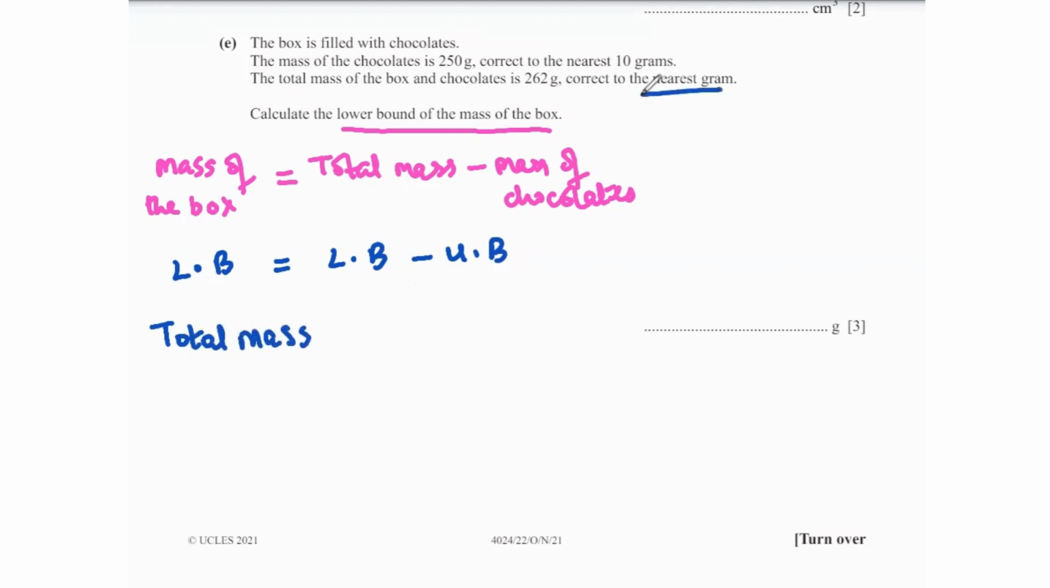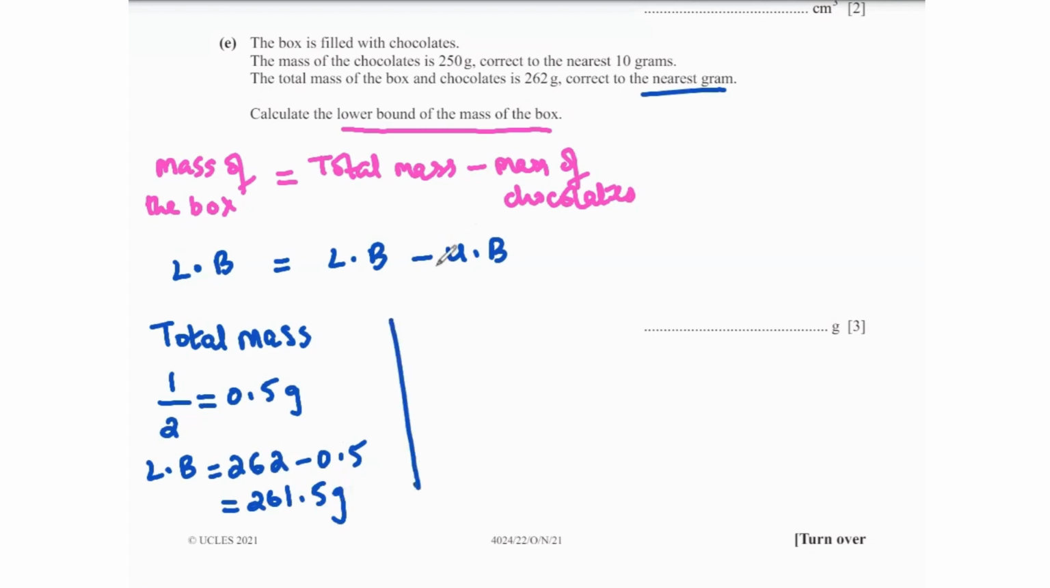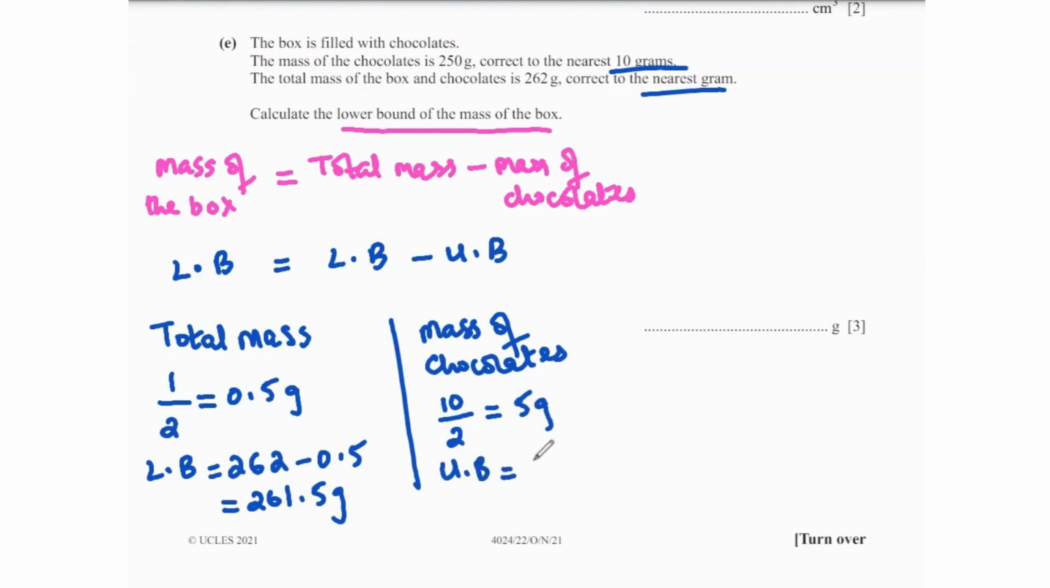The degree of accuracy is nearest gram. So we divide the degree of accuracy by 2, which gives us 0.5 grams. So lower bound would be 262 minus 0.5, which is 261.5 grams. Then for your mass of chocolates, we will divide the nearest value by 2. So degree of accuracy divided by 2 is going to be 5 grams. And upper bound will be 250 plus 5, which is 255 grams.